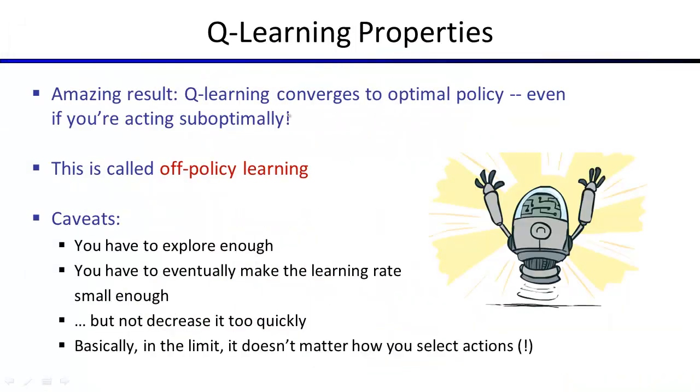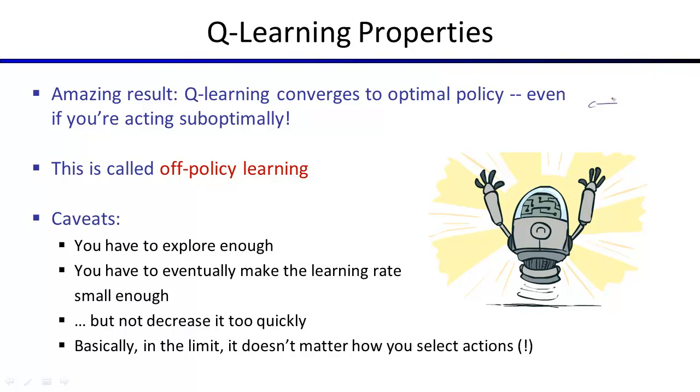All right. So Q-learning has some great properties. We haven't proven this, but Q-learning converges to the optimal policy even if you're acting suboptimally. This is called off-policy learning. We learn about the optimal policy even while acting according to a different policy.